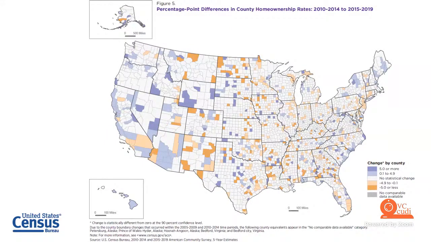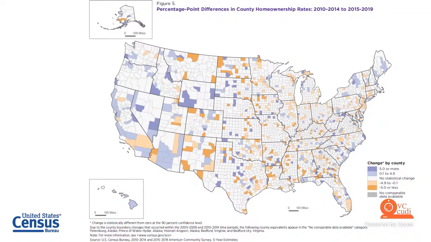This is a map showing the percentage point differences in homeownership rates between data sets across two distinct time periods. This is a bit different than a typical choropleth map because we're showing the counties that are not statistically different between the 2 years in light gray. So this really allows us to highlight the counties that do have statistically different change across the two time periods.